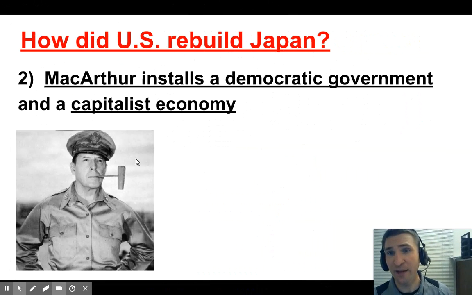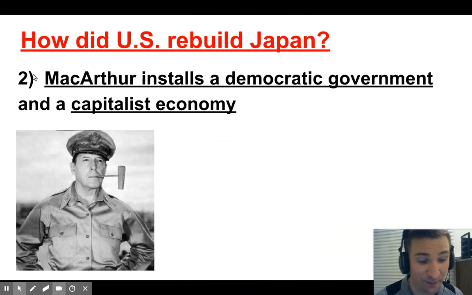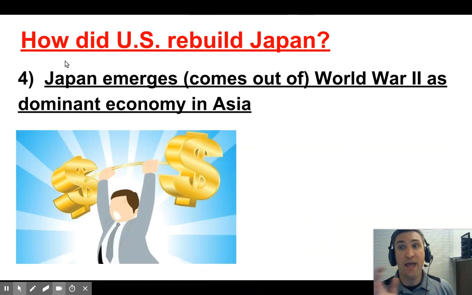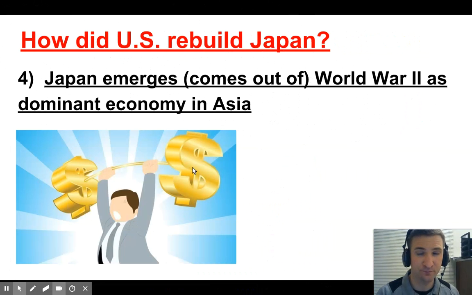MacArthur, here he is with his pipe, installs a democratic government and a capitalist economy. The US eliminates Japan's military strength and promises to protect it. And number 4, Japan emerges, meaning comes out of World War II, as a dominant economy in Asia. Their economy is making a lot of money for their people.